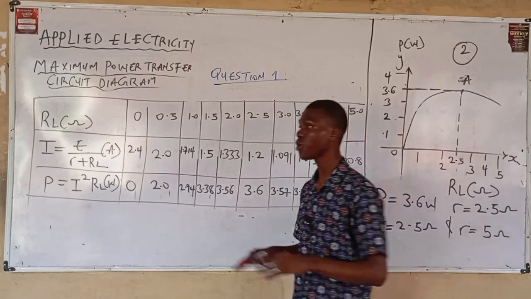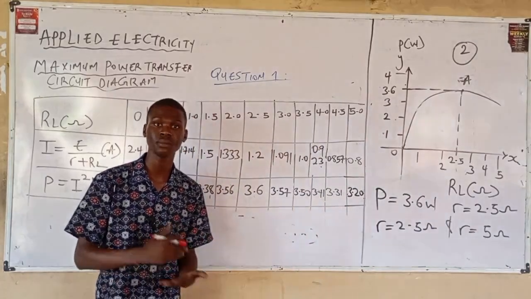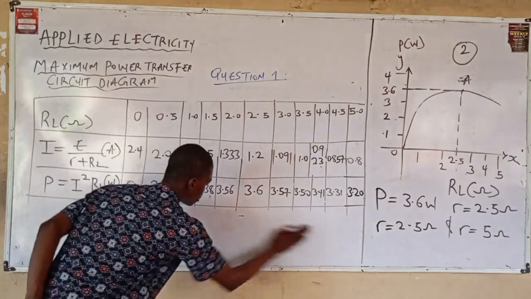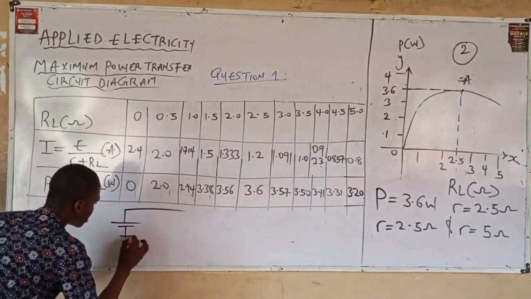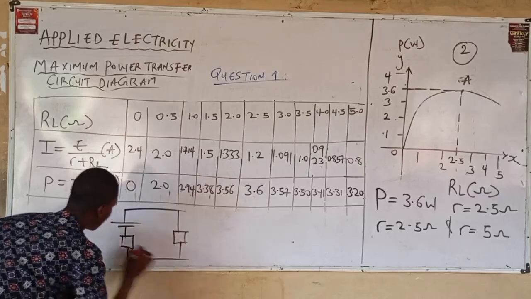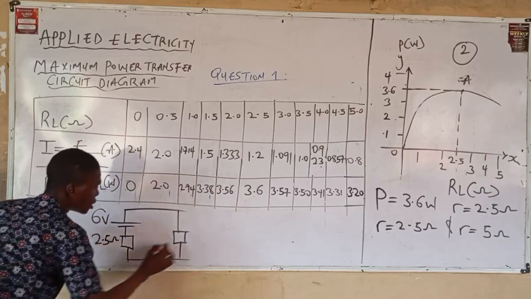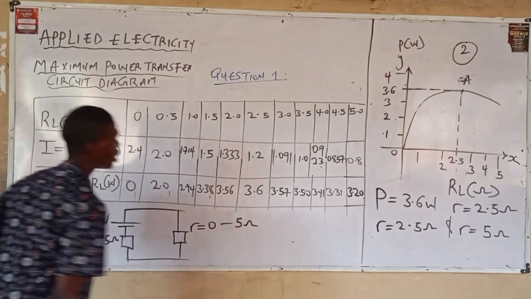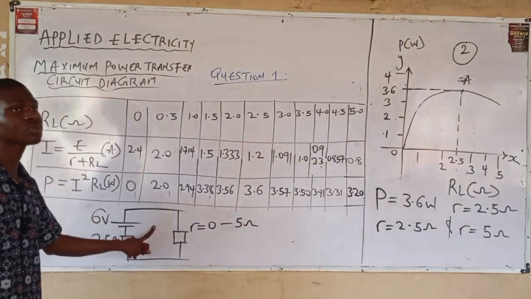And before we start solving, we've also seen that given a question, you can easily get the maximum power transfer for that given circuit, right? We are given this circuit: the dry cell of 6 volts. We are also given 2.5 ohms, and our load resistor ranges from 0 to 5 ohms. Without going through this process, I can easily get my maximum power transfer.